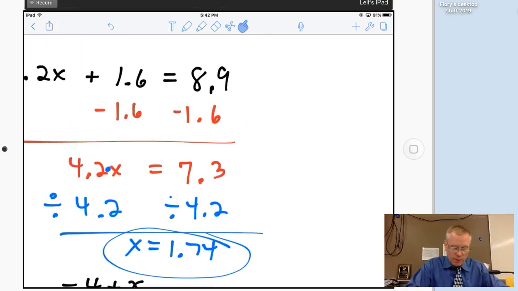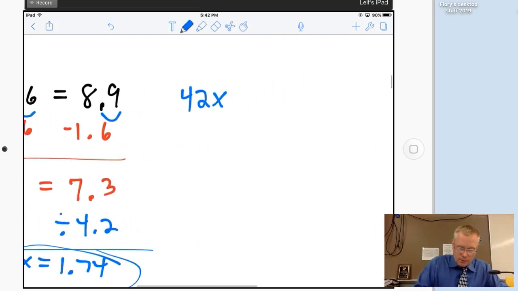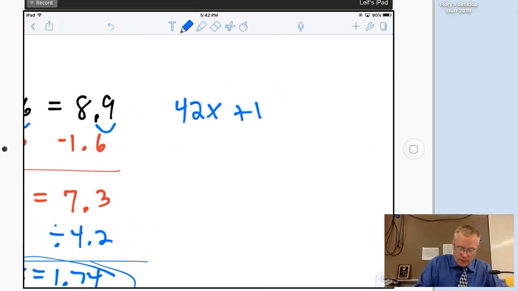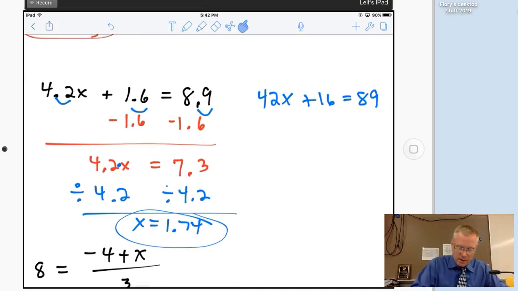Now if you wanted to, you could multiply that whole equation by 10, like we talked about, where you move all the decimal points 1 to the right. So it would be 42 plus 16 equals 89, and then solve that. Okay, that will get you the same answer.